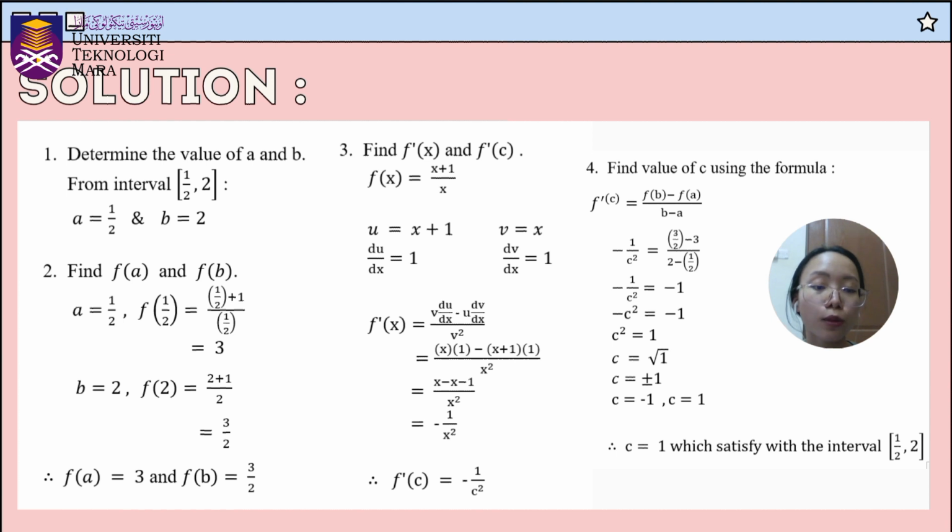Lastly, we will need to find the value of c using the formula given from the question, which is f prime c equal to (f(b) minus f(a)) over (b minus a). We just have to input the values we have gotten before into this formula. Thus, in the end, we will get the value c equal to plus minus 1. We can also write this as c equal to negative 1 and c equal to 1. In the end, we have chosen c equal to 1 as it satisfies the interval [1/2, 2].